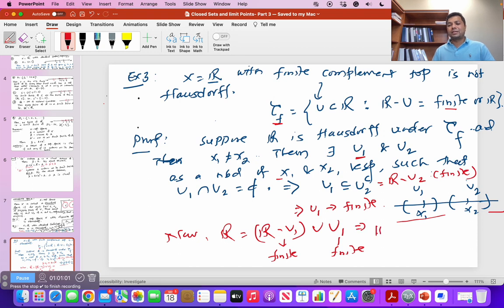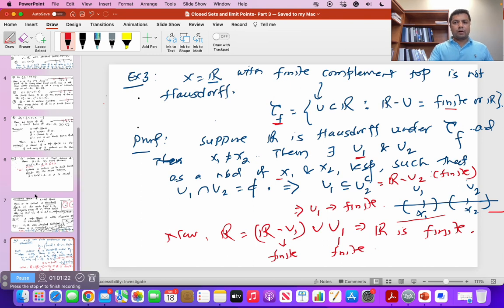So that implies that R is finite, and that is not possible. We cannot say R is a finite set. So which is a contradiction. That means R is not a Hausdorff space with the finite complement topology. Okay, all right. So this is an example of a topological space which is not a Hausdorff space.